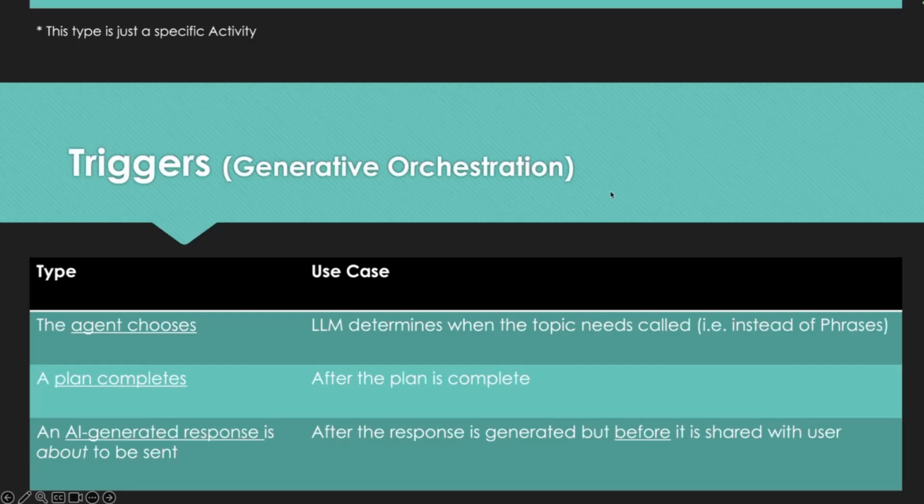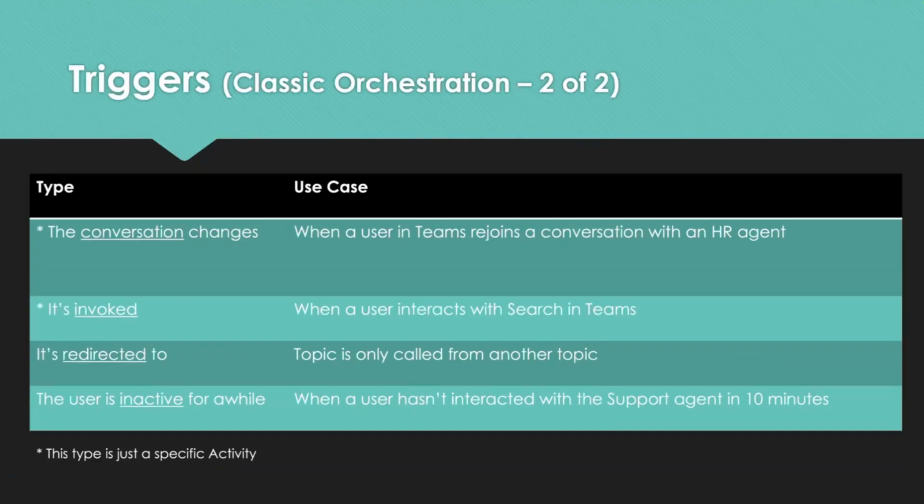And moving right along, the next part here we have for our classic triggers is when the conversation changes. So maybe it's somebody coming back to join a conversation with an HR agent and you want to capture them rejoining. You also have the ability to do something when something's been invoked. So let's say that the user is inside of Teams, they're interacting with the search bar and you want to be able to respond to that interaction, you can do that. You also can do a redirect to a topic. So if you want to have a topic that's never going to be directly hit, but one that other topics actually redirect to when you want and choose to, you can do that.